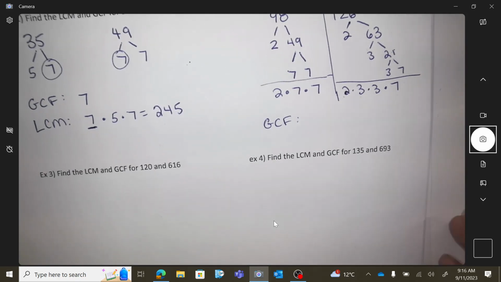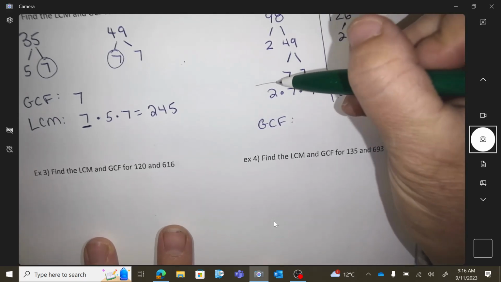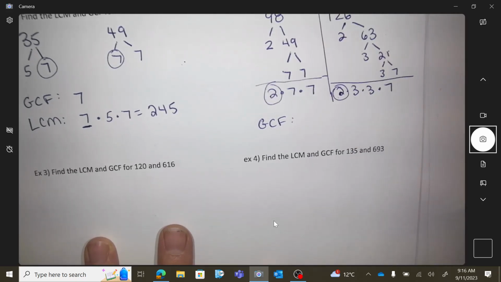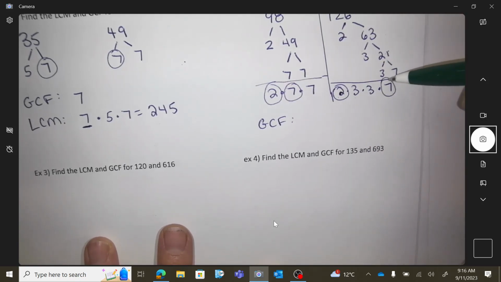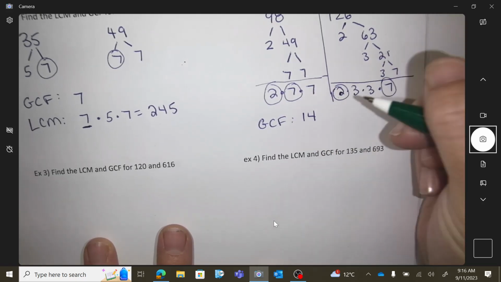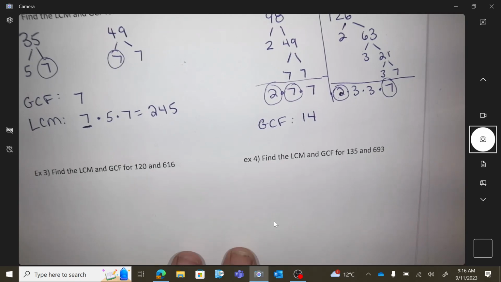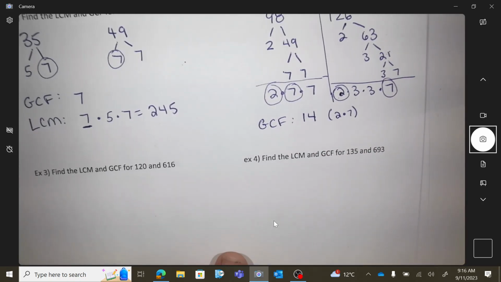Okay, so how do I find the GCF? What do they all have in common? So I'm going to circle, they both have a 2 in them. They both have a 7 in them. And that's it. So the greatest common factor, they would both be divisible by 14. Can you see what I did there? I did 2 times 7. That's what I did to get that.